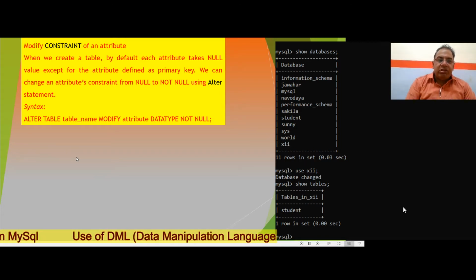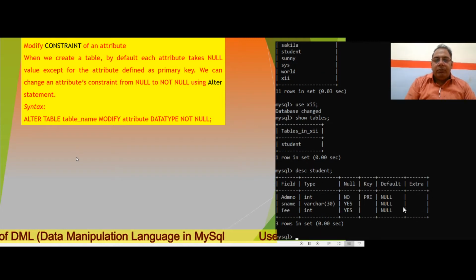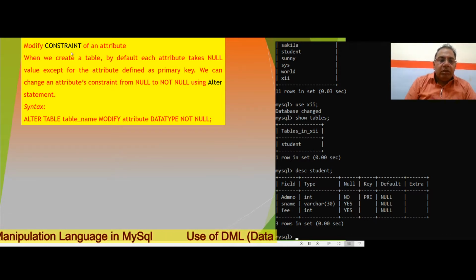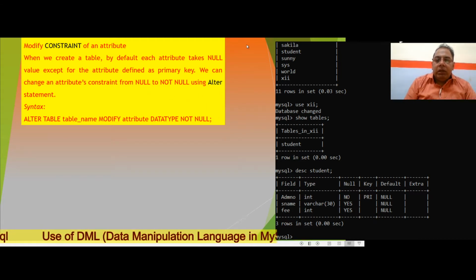To show the structure of the table student, I write describe, name of table. Enter. This is the table which we have already created. Here I have applied a key constraint, primary key, on admission number. Now I want to modify my constraint from primary to unique. How can we modify that attribute in the table?